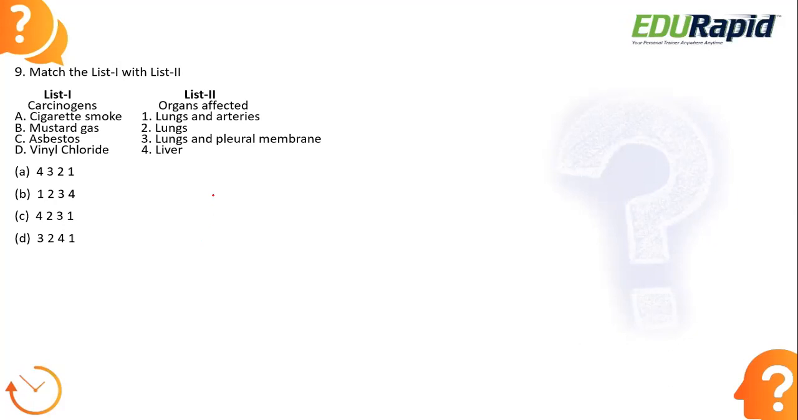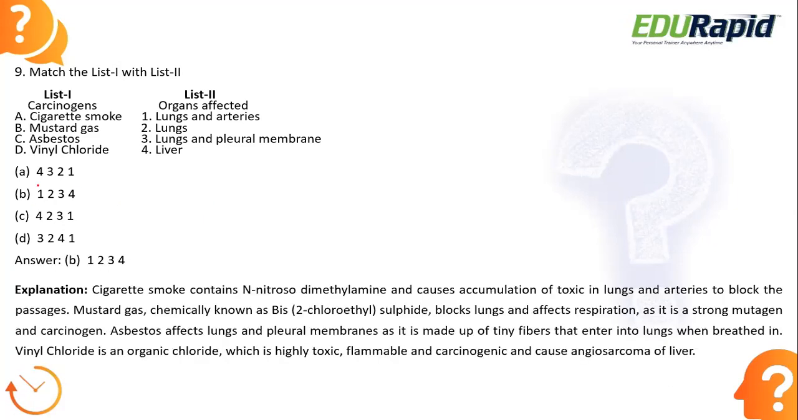Okay, now let us look at the right answer. The right answer is option B, 1, 2, 3, 4. So of all the options that we have, only this one is correctly matched. Okay, so this is how we can match them. When we are looking at cigarette smoke, the smoke usually consists of N-nitrosodimethylamine, one of the amine group. This is one of the chemicals that is actually present in the smoke.